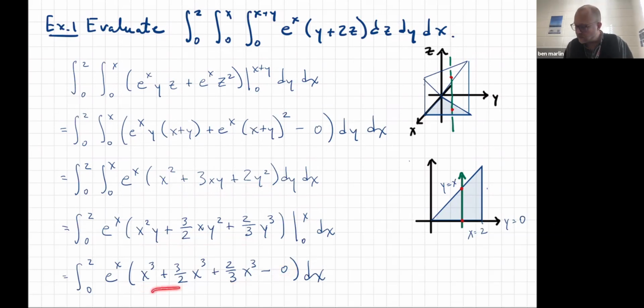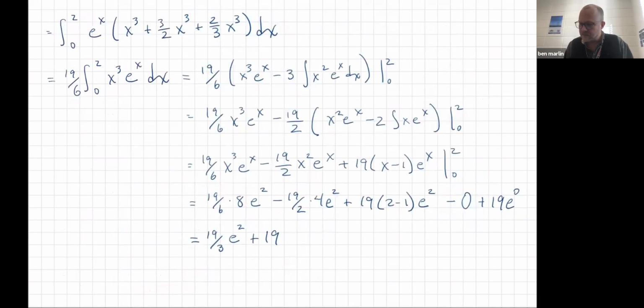Now you've got a little bit of a mess there, right? But evaluating is still something that we can do. It's just that it's messy. Notice everything there had an x cubed in it, just set up to work out like that. And so then we can collect them together. And when I did that, I got 19/6 for the coefficient. And then I've got to integrate x cubed e to the x.